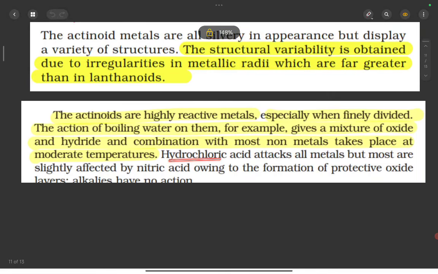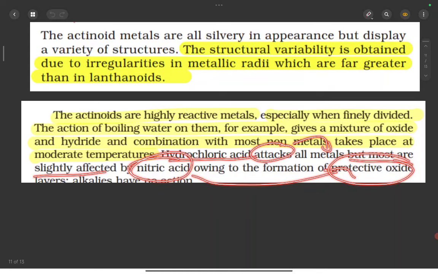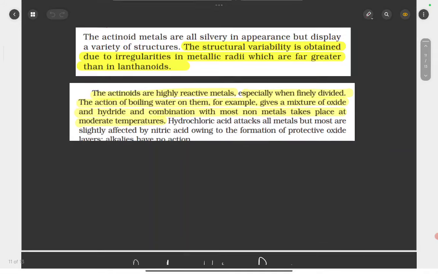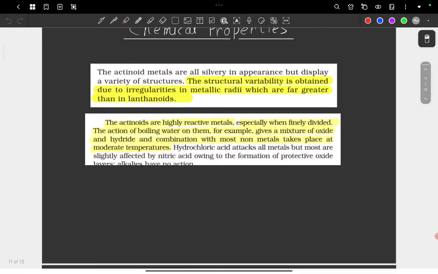Hydrochloric acid attacks all of them, but they are not affected by nitric acid because of formation of a protective oxide, and bases or alkalis have no action. This might seem like an unimportant point because I cut it off a bit accidentally, but I'll just underline it, for the note readers.